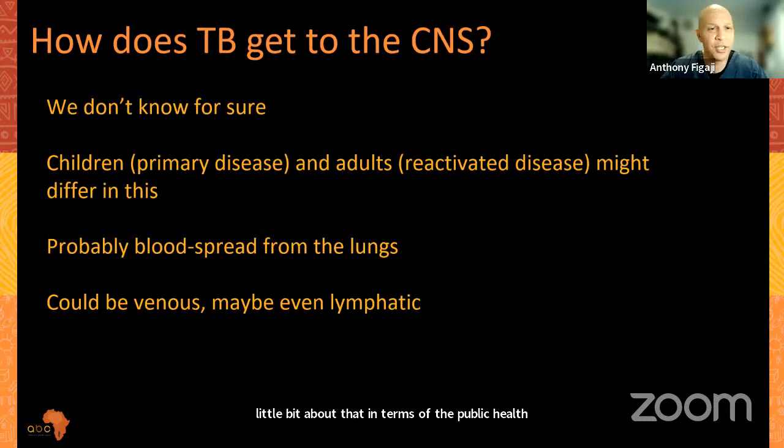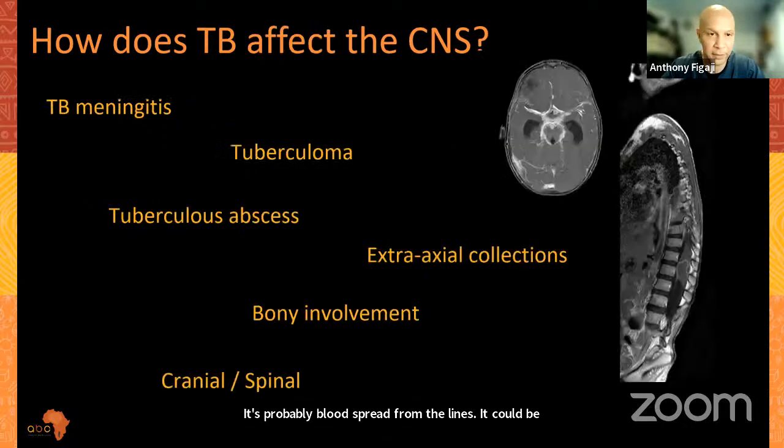So how does TB get to the brain? We know it usually comes from the lungs. We don't know exactly for sure how it gets there because animal models don't work. The disease in children, often very young children, and adults seems to be a little bit different, and adults are very often associated with HIV disease. It's probably blood spread from the lungs. It could be venous, maybe even lymphatic.